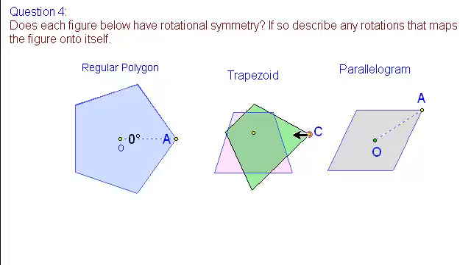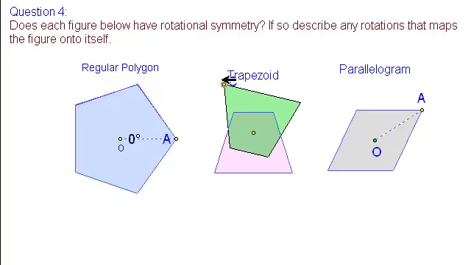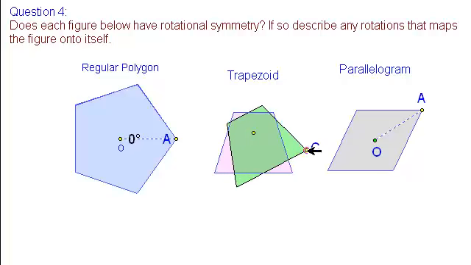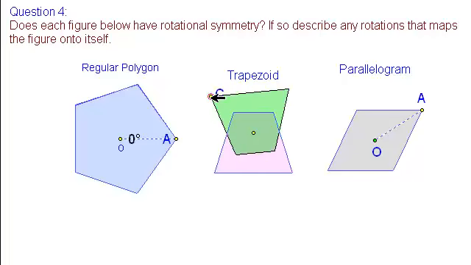If I try to rotate this point, I'm trying to see when the two figures map or overlap, but I see there is no such position where the two trapezoids are going to overlap except at the original position. So there is no rotational symmetry for the trapezoid given here.